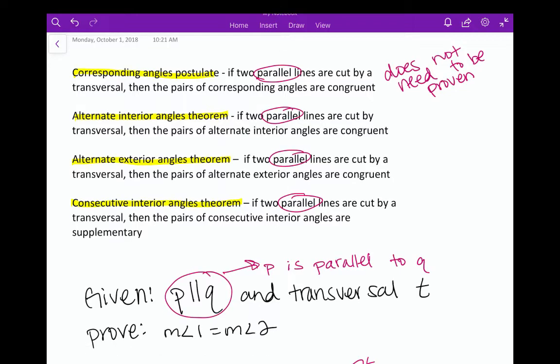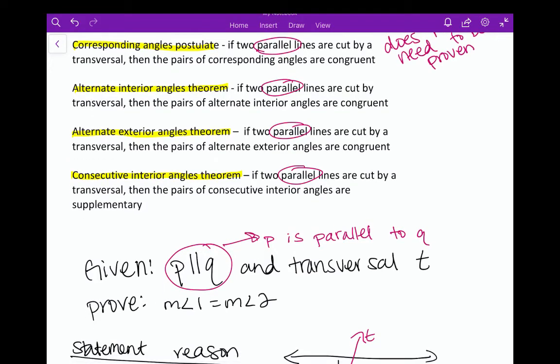Alternate exterior says if two parallel lines are cut by a transversal, then the pairs of alternate exterior angles are congruent. So far, the corresponding, the alternate interior, and the alternate exterior angles are congruent if the two coplanar lines are parallel. The last one is the consecutive interior angles theorem, or the same side.